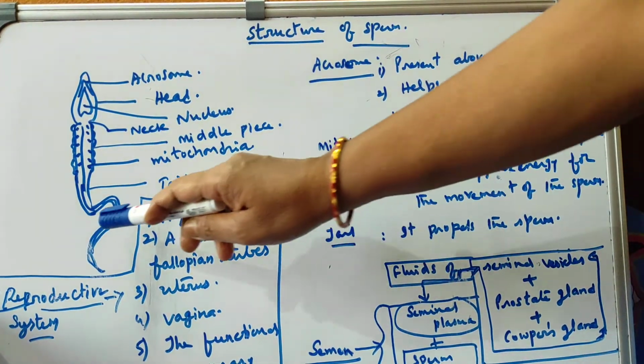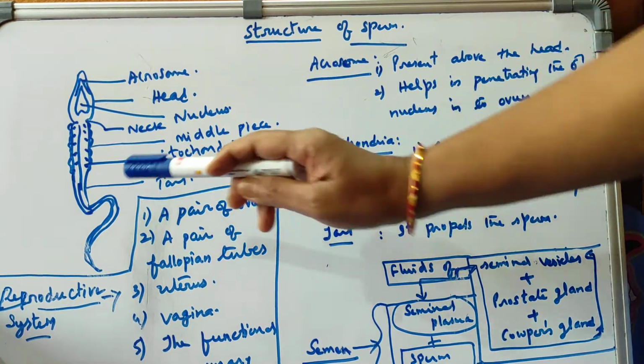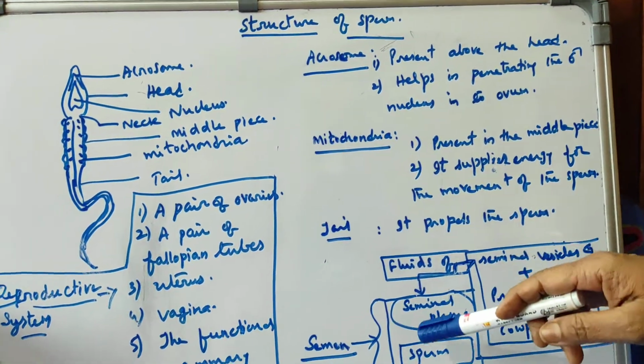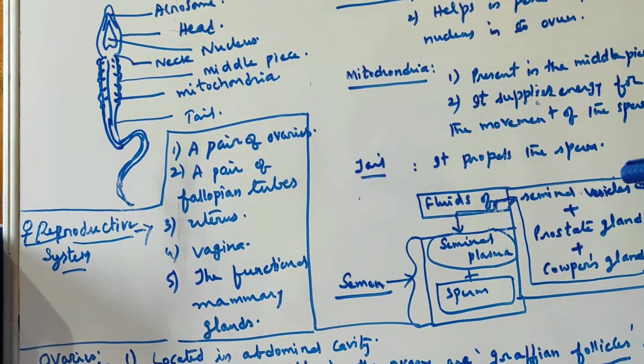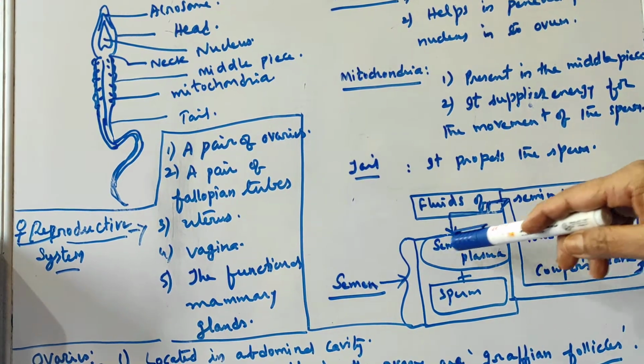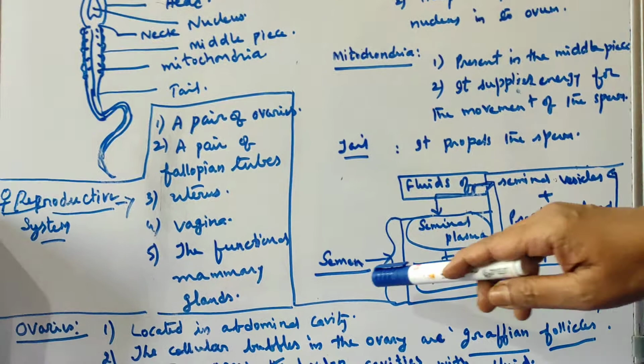The next one is the tail, and this propels and guides the sperm. Then the next one is semen. What is semen? Actually, this is the fluids of the seminal vesicles, prostate gland, and Cowper's gland. This fluid is called seminal plasma, and this seminal plasma along with the sperm is called semen.